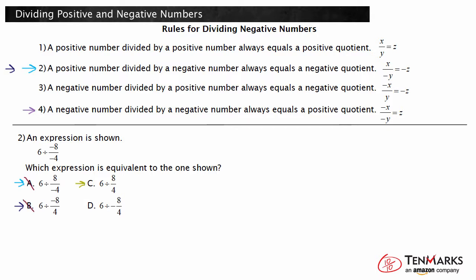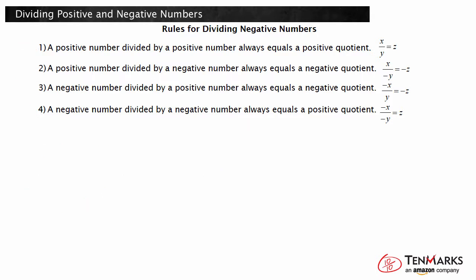Choice C presents all positive numbers. Positive numbers divided by positive numbers equals a positive number. Since the solution is positive, we can circle choice C. Finally, choice D shows us a positive number divided by a negative. According to our rules, this will have a negative quotient. Choice D can be eliminated, and choice C is our correct answer.